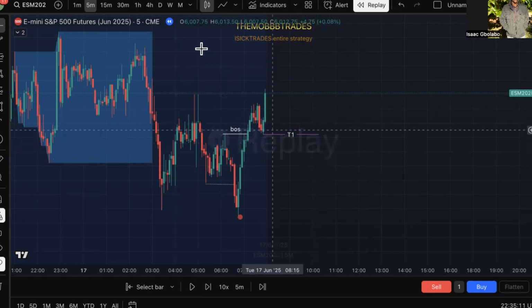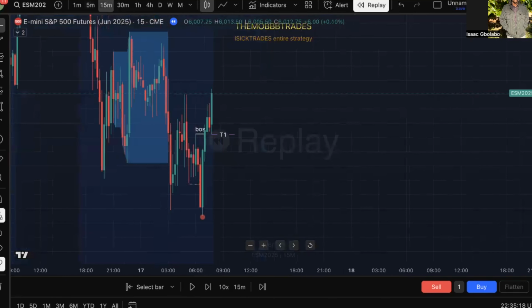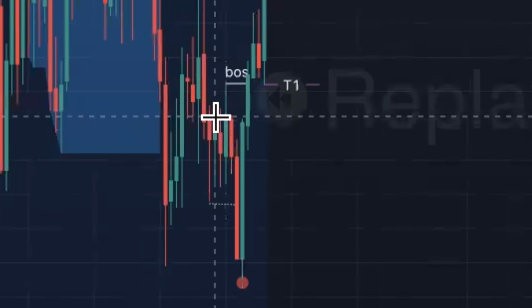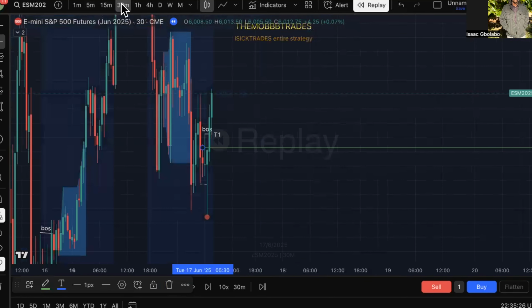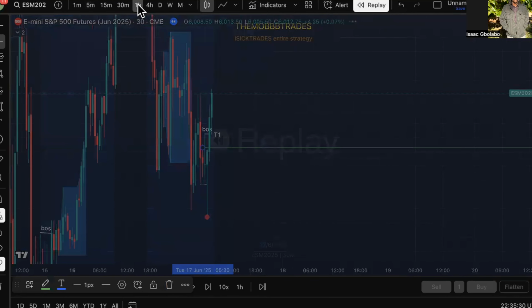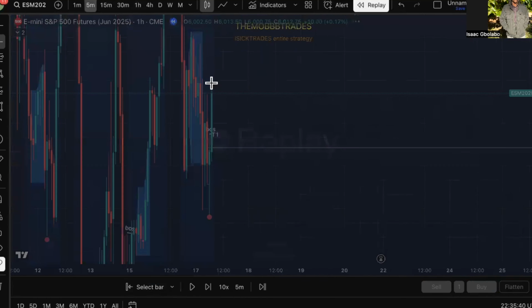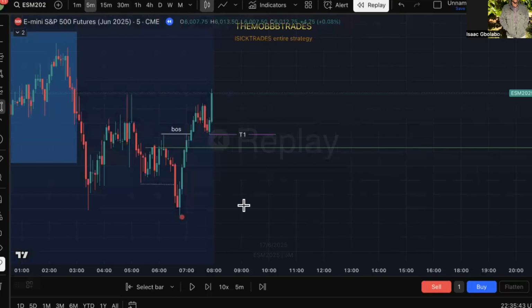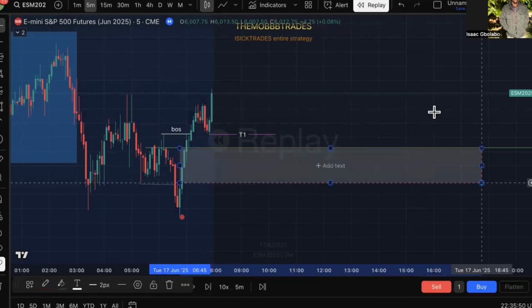Now that we have our T1 here, and we found it on our 5 minute time frame, I'm going to go to 15 to see if there's an area I can get in at. So the first area I'm seeing is this breaker block right here. That could possibly be my entry. Let's see if we see something on the higher time frame. Nope, not on 30. And not on the 1 hour. So go back to our 5 minute time frame. And what we can do is then draw an entry right here.